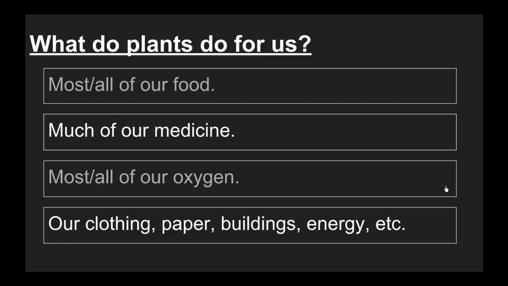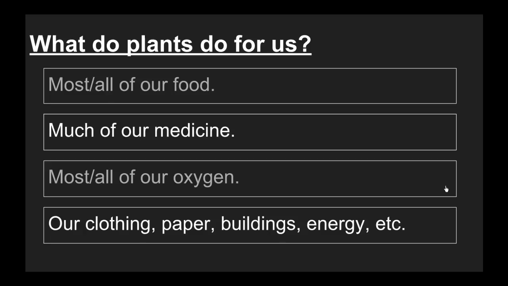One of the questions we get is, well, why plants? What's the big deal? They're just plants. Well, if you think about it, at first I put most of all of our food, but if you look at it from an ecosystems perspective and a food pyramid, it's either most of our food or all of our food, because there's nothing that we eat that doesn't basically feed at some point off of plants.